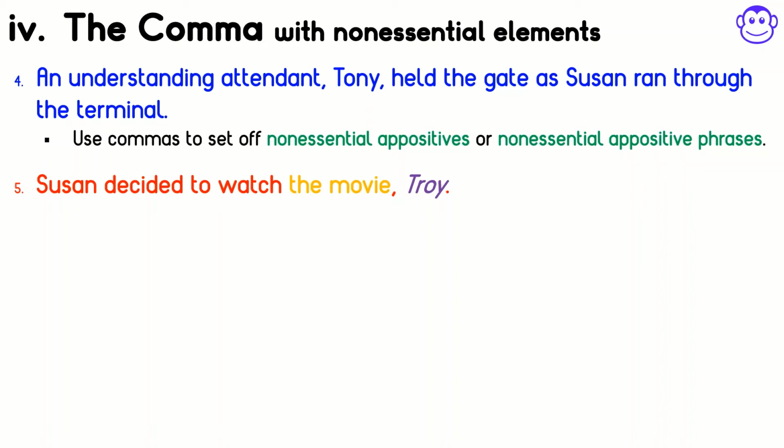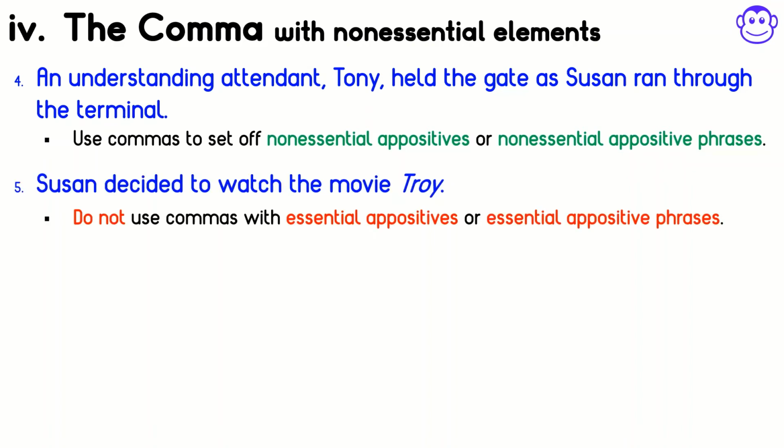The noun phrase, the movie, is being used to introduce the title rather than be interchangeable with it. This is an example of an essential or restrictive appositive. When we use restrictive appositives or appositive phrases, we do not use commas, as they are essential to the message.